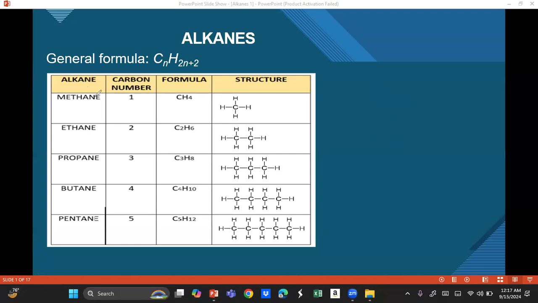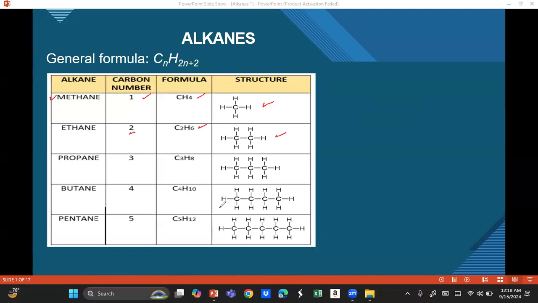Now, see, the first member is methane. The structure is CH4. It has one carbon. Its molecular formula is CH4. Don't mix structural formula with molecular formula. Molecular formula shows the number of atoms in that compound, while the structure shows all the bonds in that compound. Similarly, ethane has two carbons. Molecular formula is this one, structure is this one, and so on.